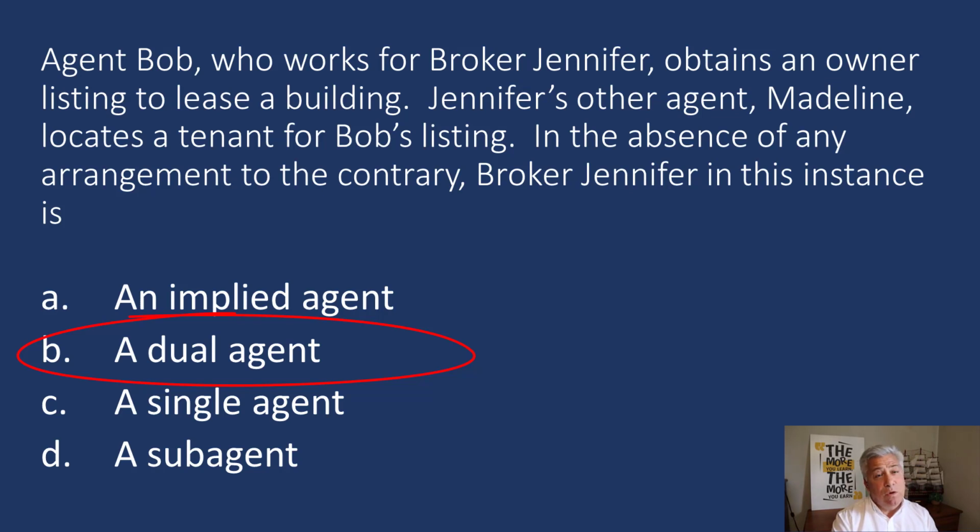It's a form of dual agency, but it's a better form of dual agency. Designated agency. Two different agents are involved. Now at least we can preserve that duty of confidentiality. As a dual agent, how do you keep information confidential from yourself? In this case, Bob and Madeline can discuss the transaction with broker Jennifer, and what broker Jennifer learns about both parties, broker Jennifer would have to keep confidential.